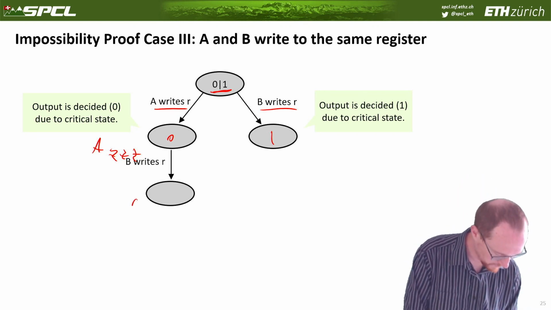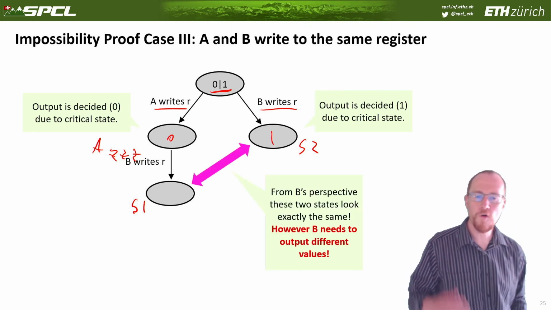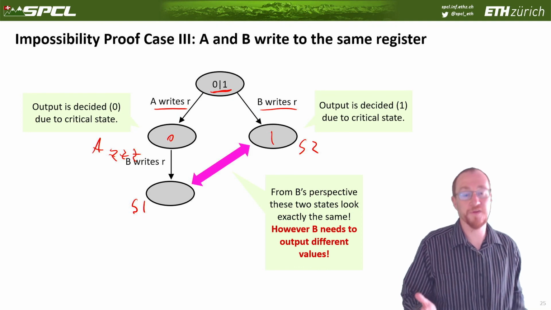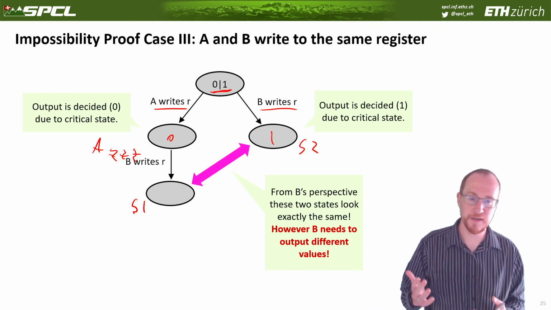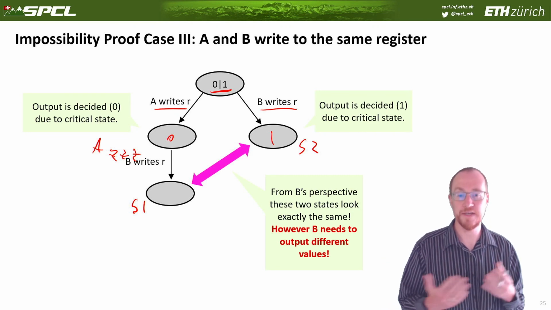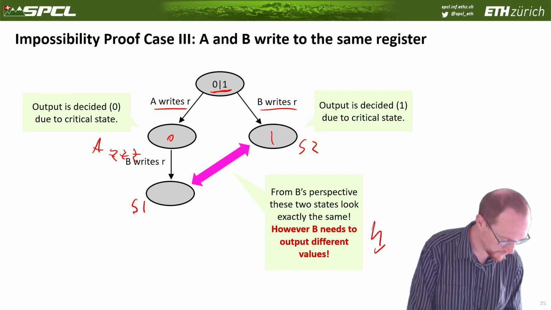Right? So then we have again state 1 and state 2. And since B just overwrote what A wrote before it disappeared, well, there is no difference between these two states, S1 and S2 again, and B cannot decide 0 in S1 and 1 in S2. So we have again the same problem, that these states are indistinguishable, and this does not work.